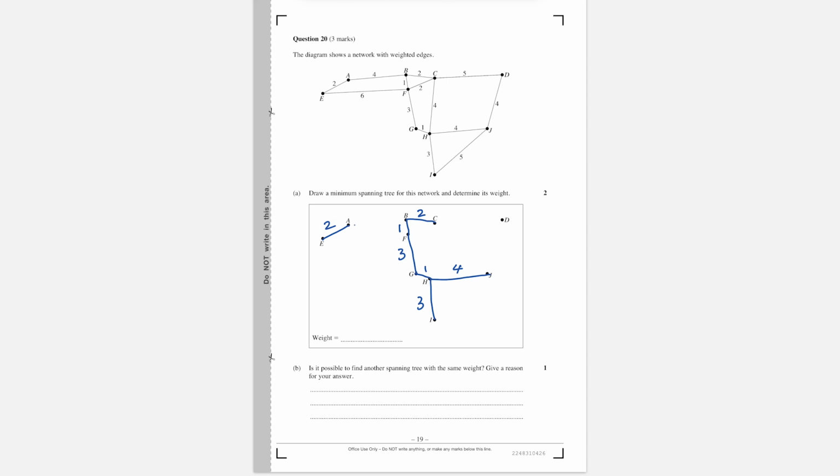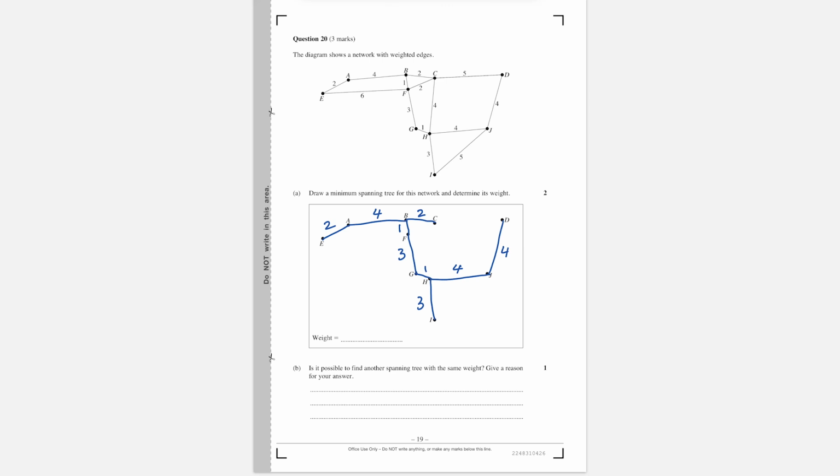And A to B with a 4. And then lastly, D to J with a 4. And that's it, we're done. We only want to connect all of the dots once, and that's our minimum spanning tree.